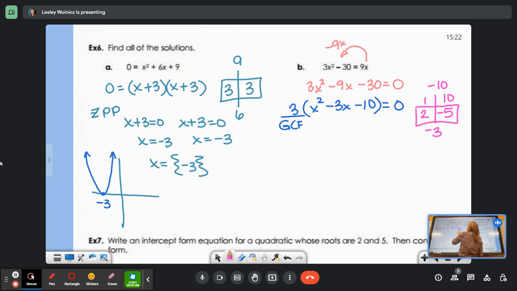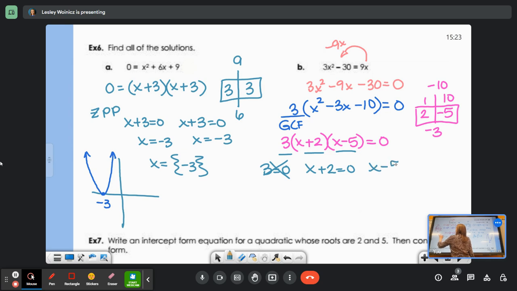Okay, so leave the 3. And then we'll have 3 times x plus 2 times x minus 5 equals 0. Now we have 3 factors. 1, 2, 3. You see them all? If we set the 3 equal to 0, does that give us any solutions we can use? Does 3 ever equal 0? No, this one's garbage. We don't care about that one. All right, so then we have x plus 2 equals 0, and x minus 5 equals 0. Negative 2 and 5. Correct. Negative 2 and positive 5, and then put them in curly brackets.